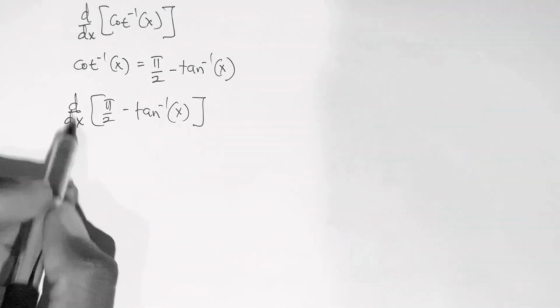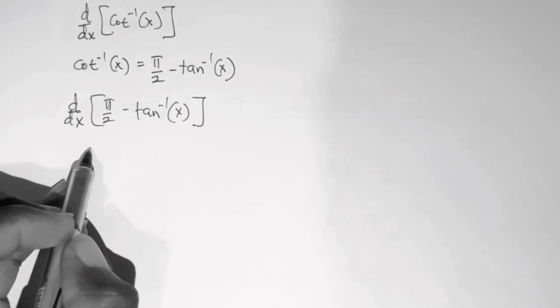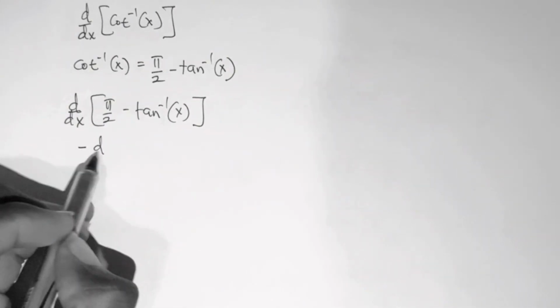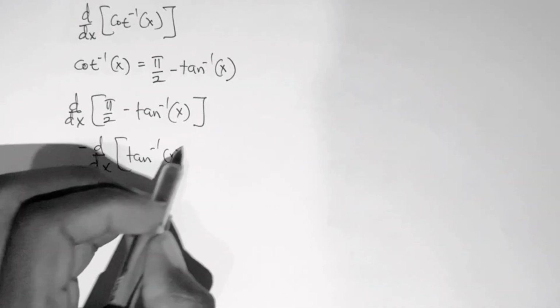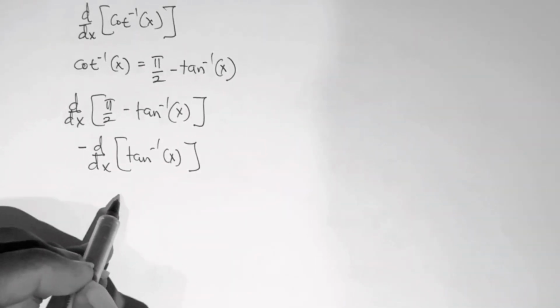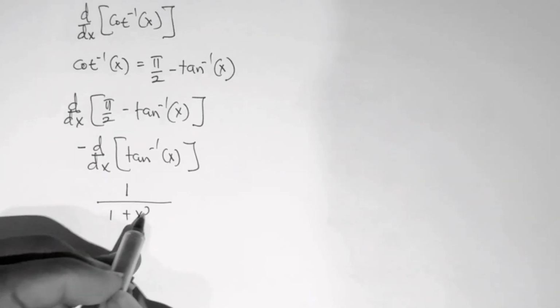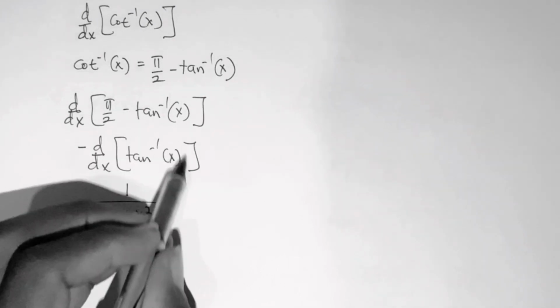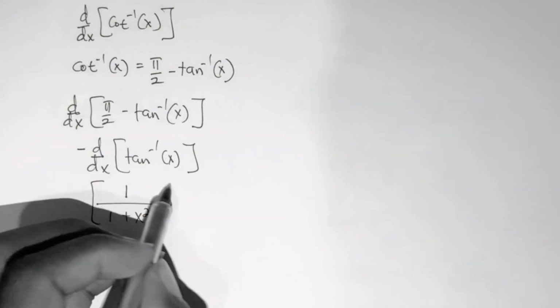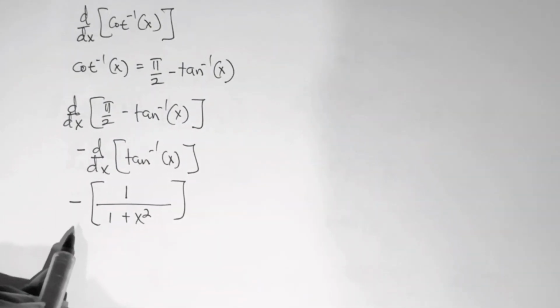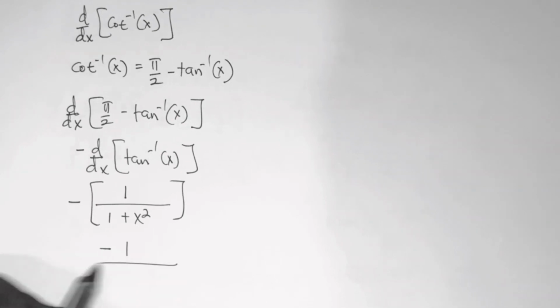So now, if you differentiate pi over 2, it is 0. So this becomes minus d dx of tan inverse of x. But remember that we said if you differentiate tan inverse of x, you are going to get 1 divided by 1 plus x squared. So if you differentiate d dx of tan inverse of x, you will get this. But there is a minus sign here. So all of this times minus. And therefore, this will be equal to minus 1 divided by 1 plus x squared.